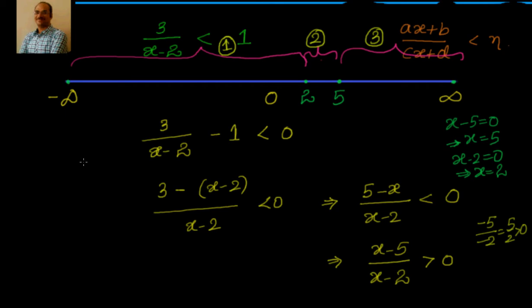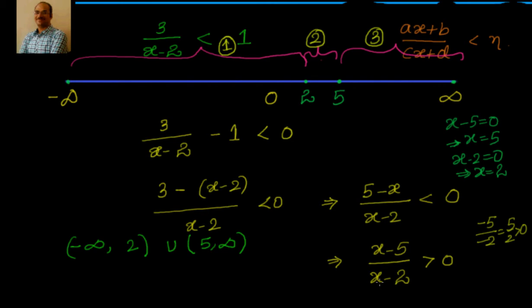So your solution will be nothing but equal to minus infinity to 2, excluding the boundaries, that's why it's open. Then you will have union, after that 5 to infinity. You want to check any number values between them. Suppose you take 1.